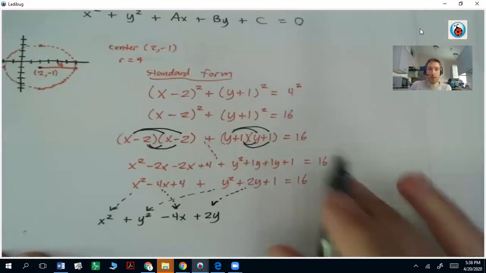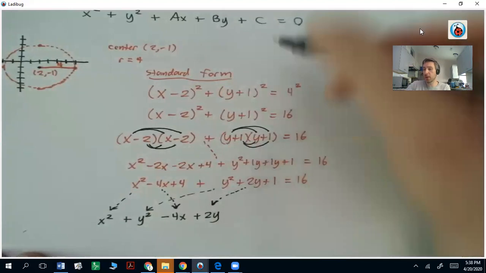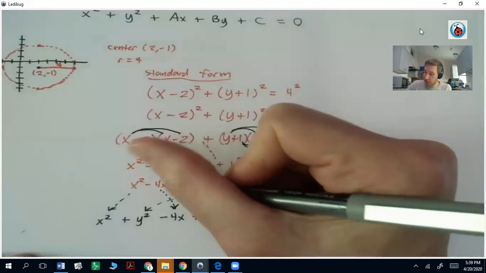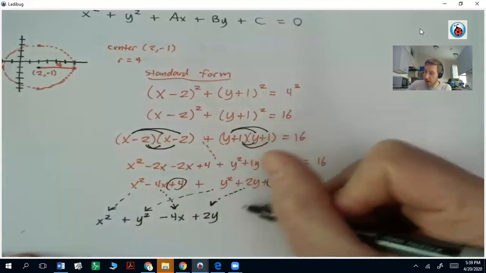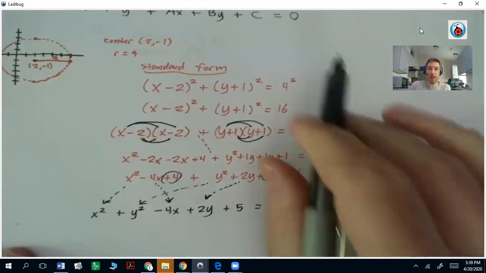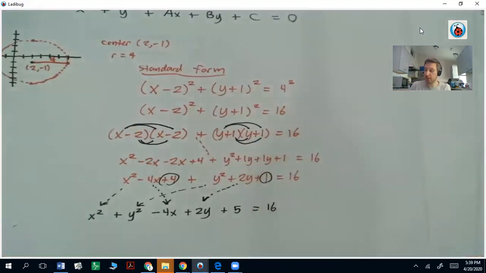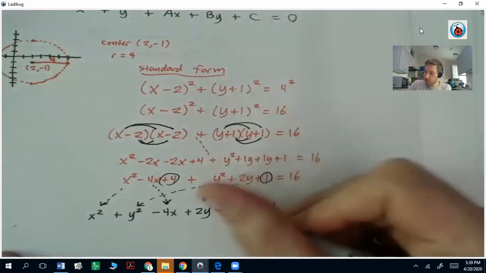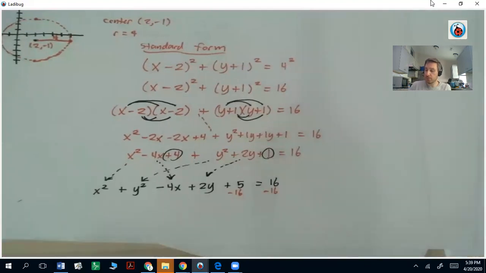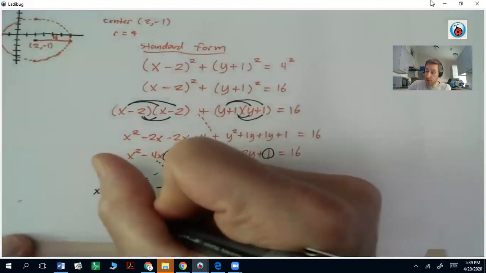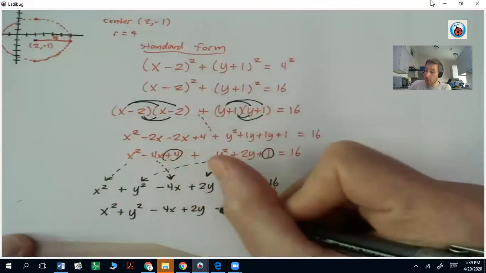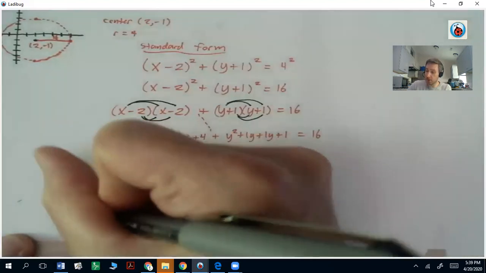Now finally, we have to get it plus a number equals 0. And it could be a negative, by the way, so it doesn't have to be positive. So you look at your terms at the end. We got 4 and 1. Well, those add to 5. And we still have equals 16 on the right side. So if I want to get that equal to 0, I'm going to need to subtract 16 from both sides. So 5 minus 16 is going to be negative 11. So your final answer to get it in general form would be x squared plus y squared minus 4x plus 2y minus 11. And then we set that equal to 0.